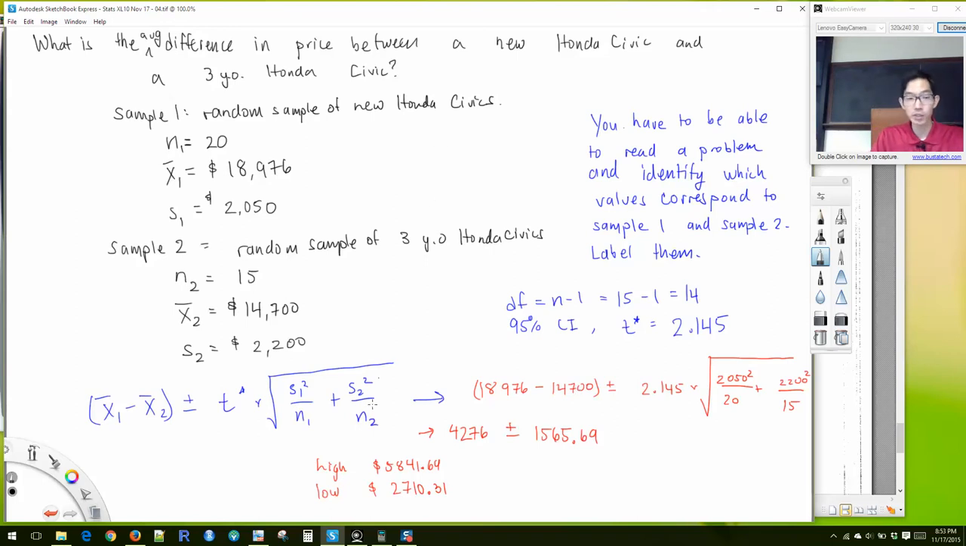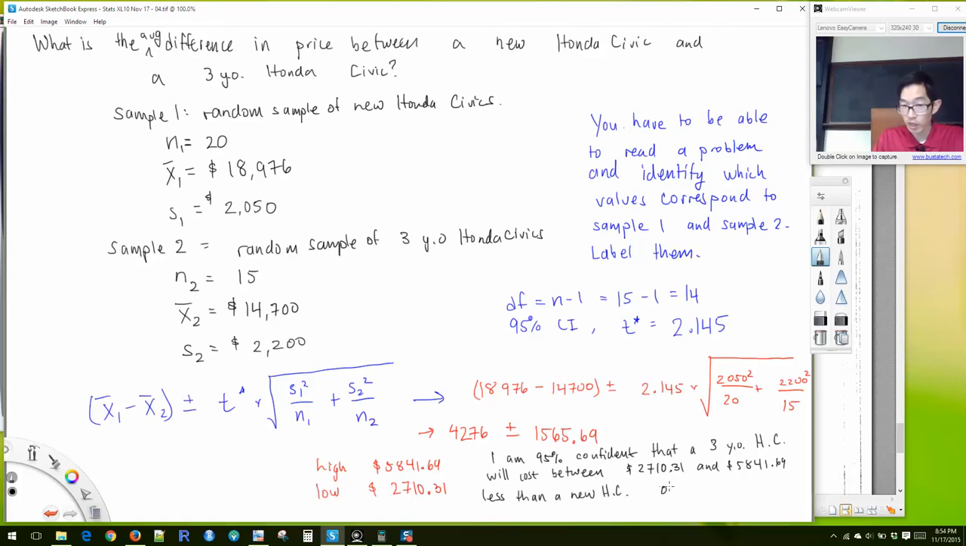So our answer to our question is, I'm going to go ahead and write this here. I am 95% confident that a 3-year-old Honda Civic, I'm going to just abbreviate it to HC, will cost between $2,710.31 and $5,841.69 less than a new Honda Civic.